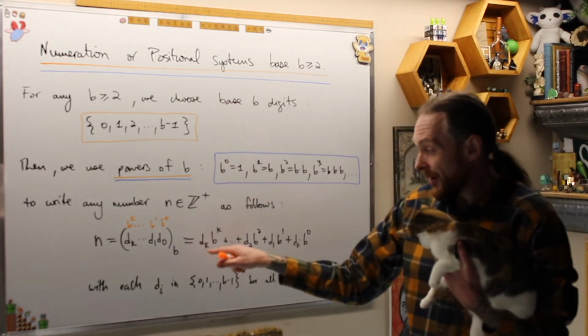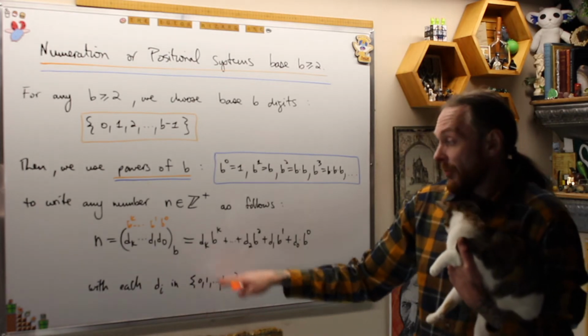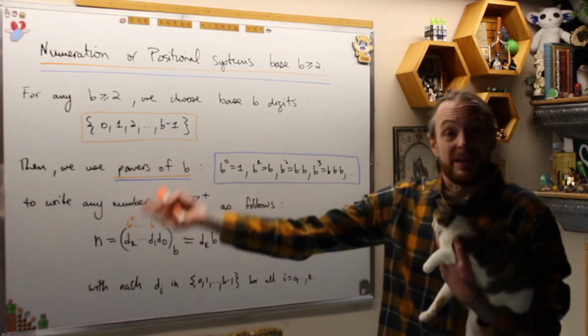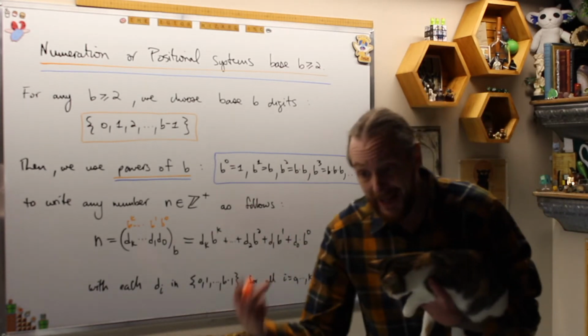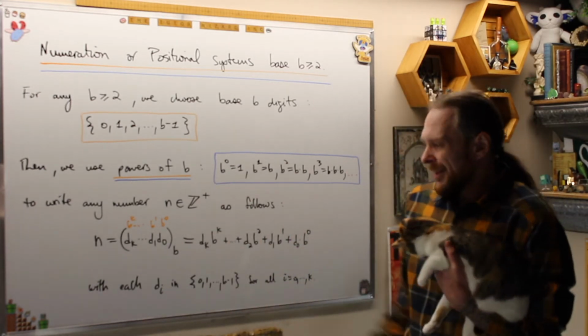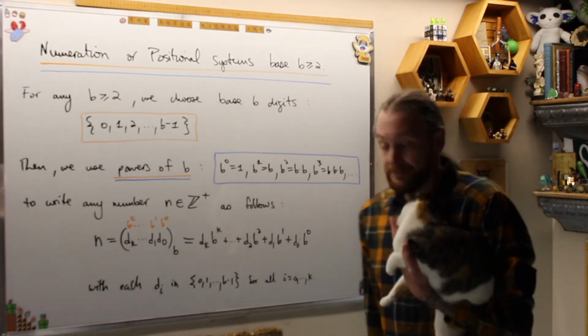Then we multiply those digits, which are in the set 0 to b minus 1, by the powers of b, and add that up to get essentially what I'm going to keep referring to as how many apples are in the basket. This notation is horrible, I understand, so let's do an example of this right away.